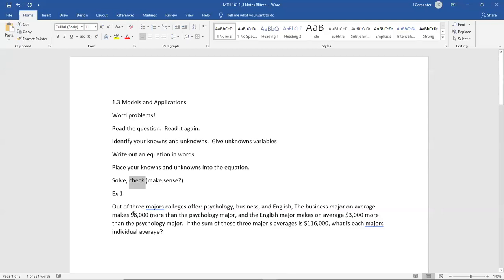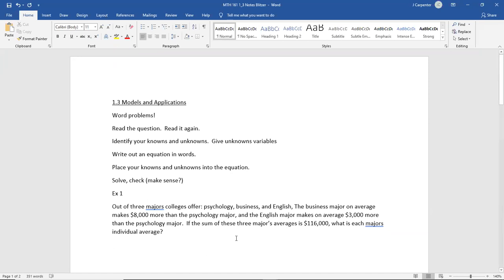So business majors make about $8,000 more than psych majors. English majors make about 3,000 more than psych majors. And this is actually really nice that both of those compare to the psych major. That's going to simplify things for us. Then they say if the sum of these three majors' averages is $116,000, again, per year, what is each major's individual average? So we're trying to make a statement like, oh, the English major is going to make 22,000, the history major is going to make 81,000. And again, I'm saying random numbers and things.